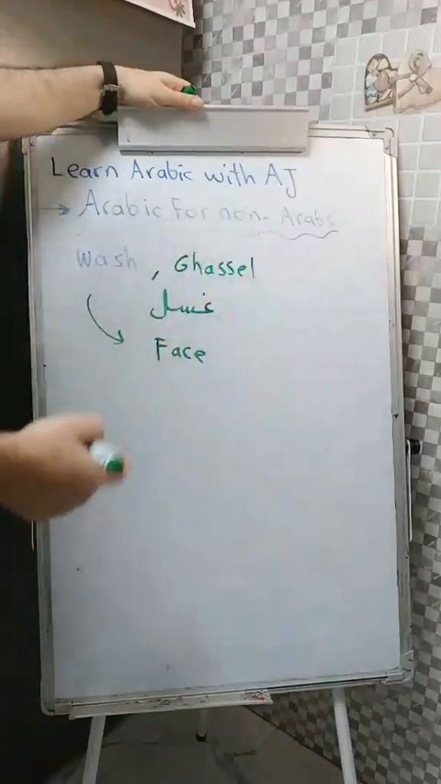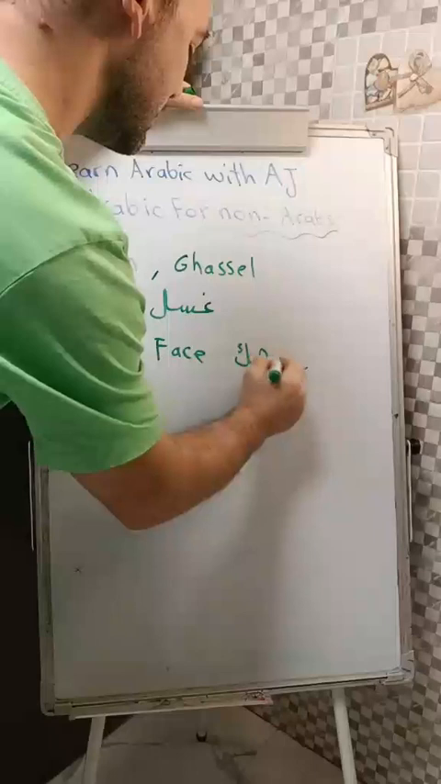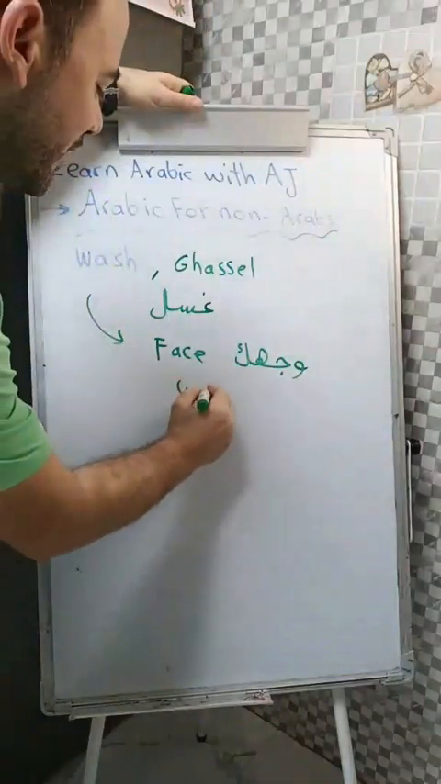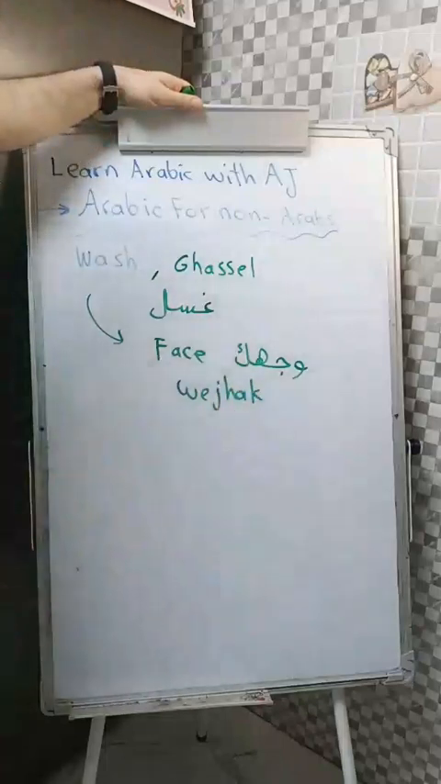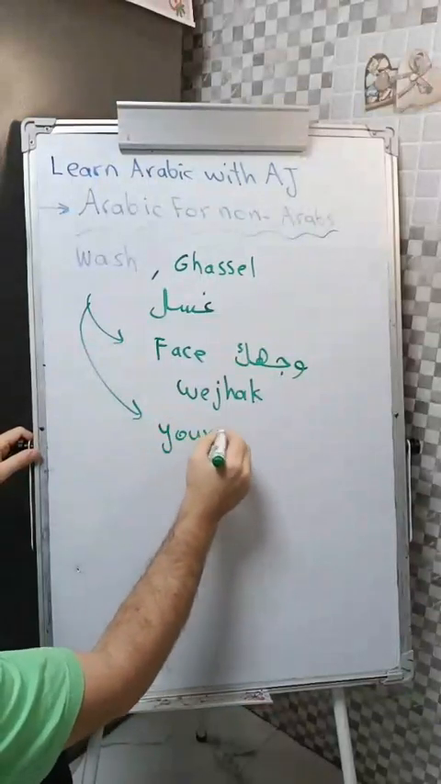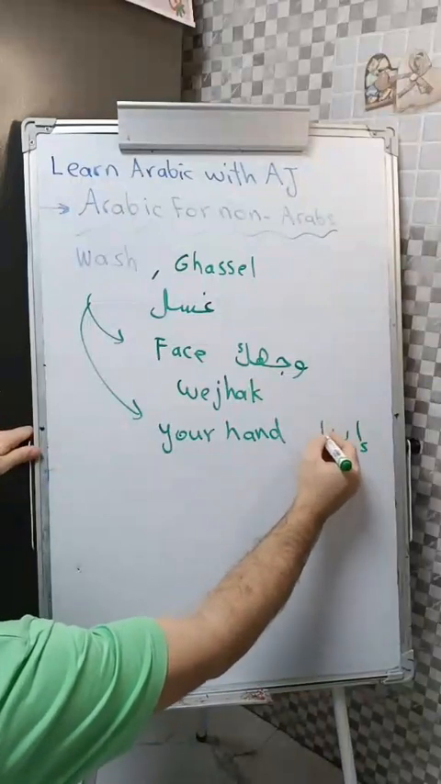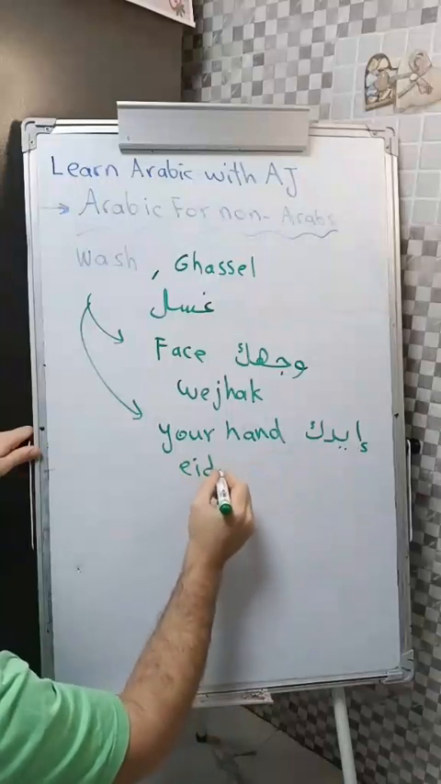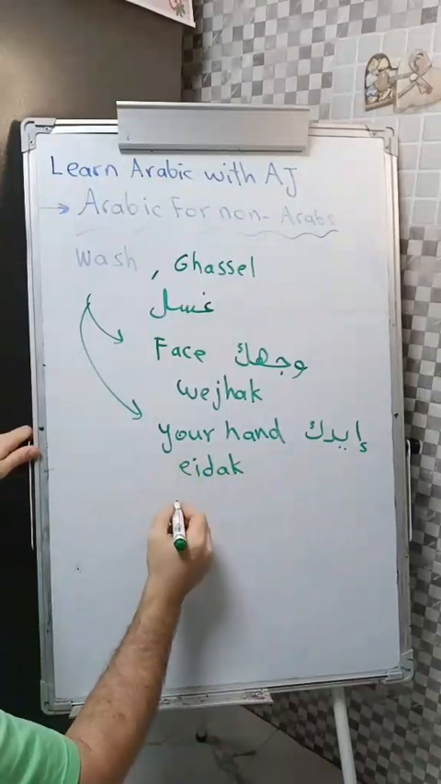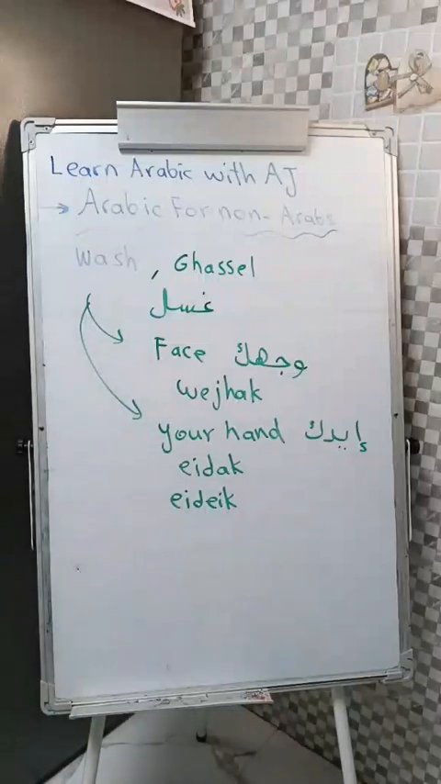If I'm talking to somebody, I need to add the letter K at the end, which means you. I say وجهك. غسل وجهك, your face. Also غسل إيدك, your hand. So I say إيدك. If I'm talking about two hands, I say إيديك. غسل وجهك. غسل إيدك. غسل إيديك. غسل شعرك, your hair.